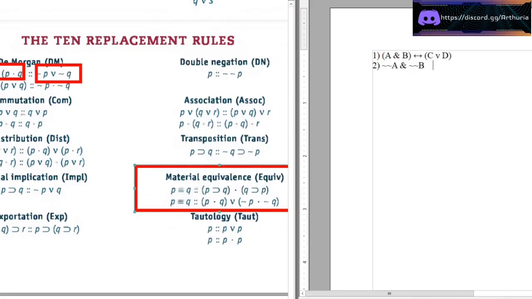Right. Prove that C or D is true. Okay. Now, this problem. It's pretty nice.